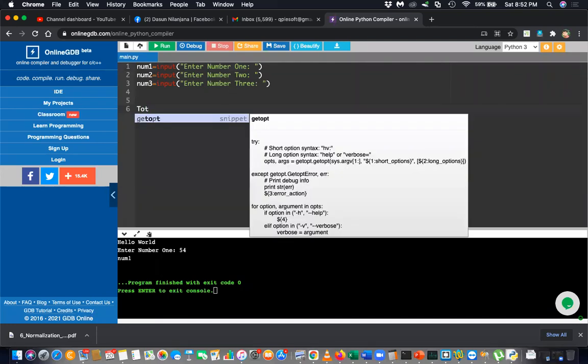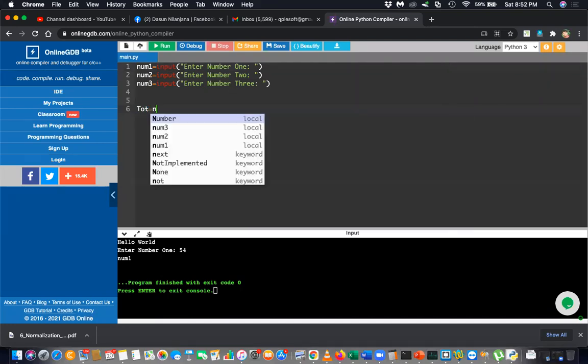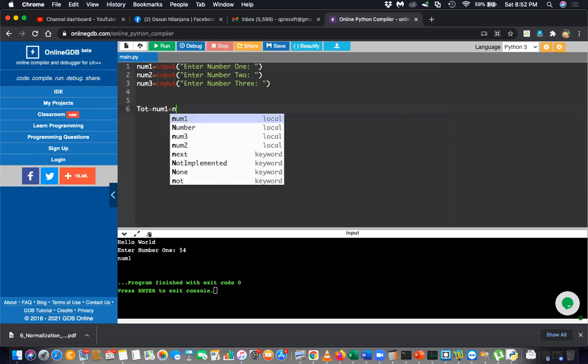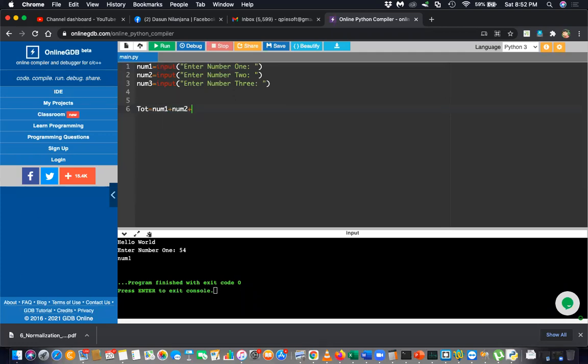According to your plan, you have to find the total. Total is num1 plus num2 plus num3. So this is how you have to find the total: total equal num1 plus num2 plus num3. And what about the average? What about the average?